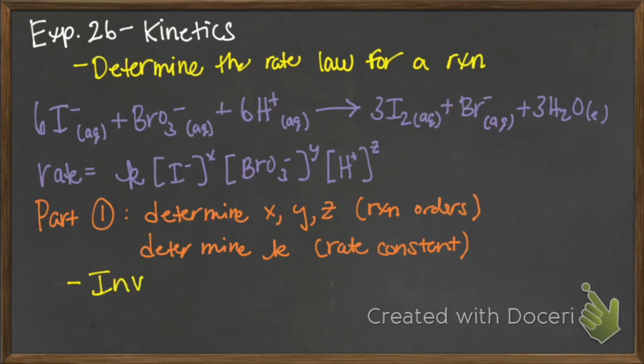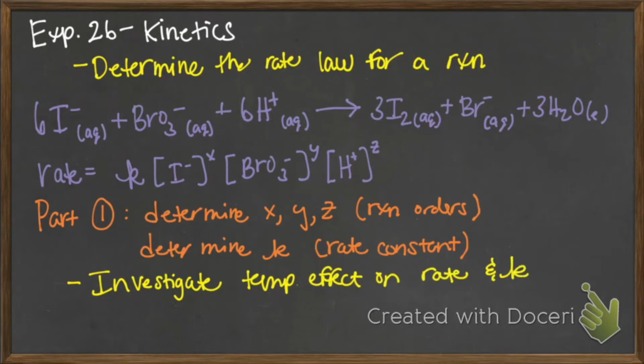In this experiment, we also want to investigate the temperature effects on rate and the rate constant. So how does changing the temperature affect the rate as well as the rate constant? And we will also determine what's called the activation energy for that reaction of iodide plus bromate in acidic conditions. Okay, so I'll talk about the activation energy a little bit later in this discussion.